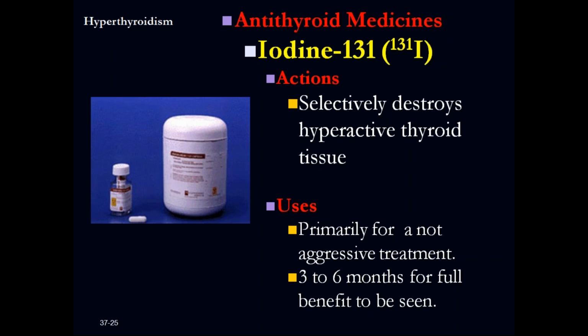These antithyroid medicines will take effect in about 3 to 6 months. The previous one, when you give T3 and T4 for hypothyroidism, takes 3 to 4 weeks. Here, the opposite, antithyroid is going to take effect from 3 to 6 months.